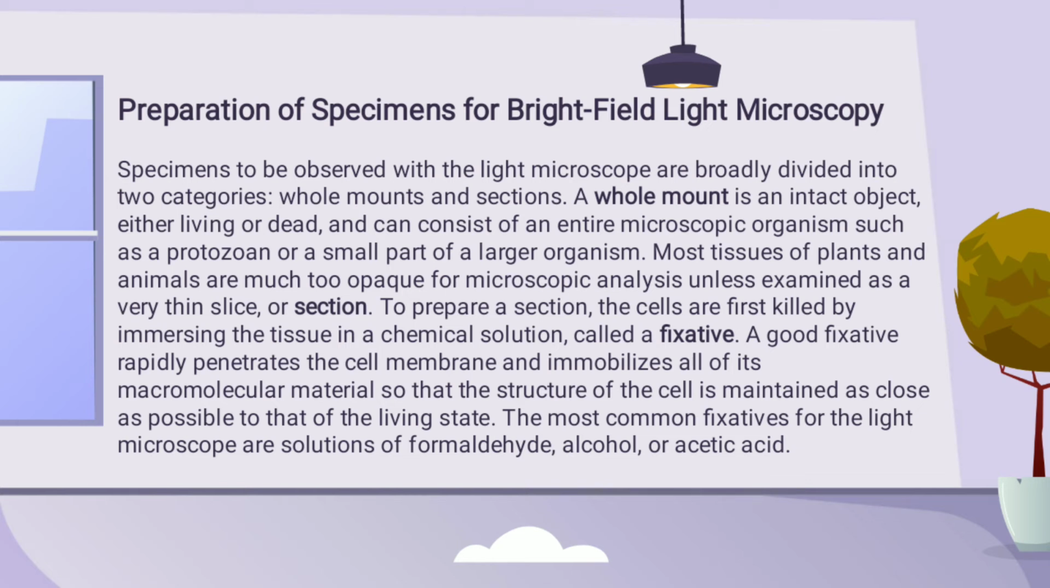Now, to prepare a section, the cells are first killed by immersing the tissue in a chemical solution called fixative. A good fixative rapidly penetrates the cell membrane and immobilizes all of its macromolecular material so that the structure of the cell is maintained as close as possible to that of its living state. The most common fixatives for light microscope are solutions of formaldehyde, alcohol, or acetic acid.